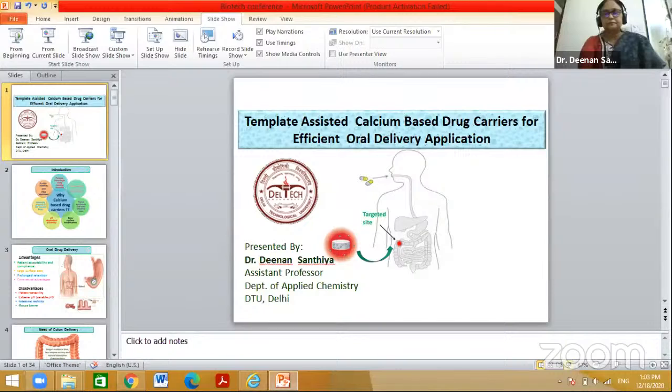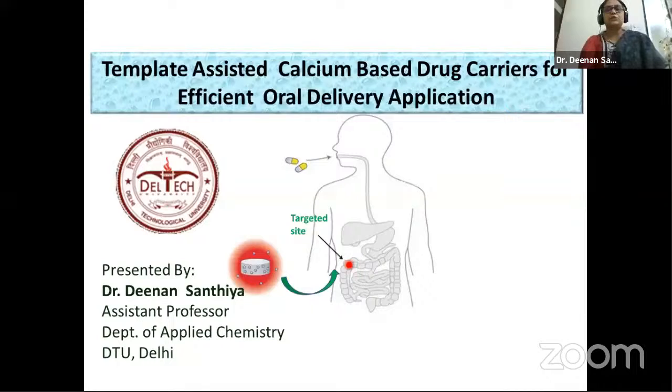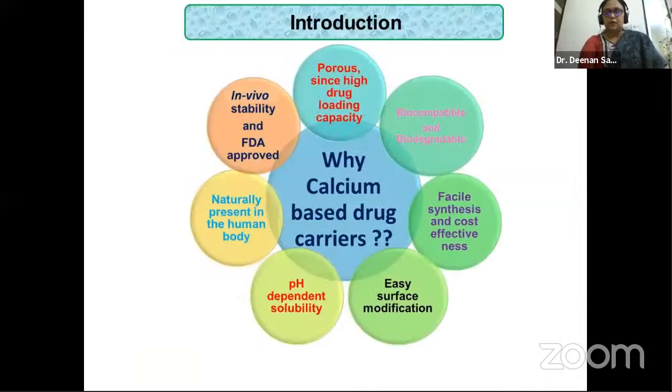So good afternoon all. I'm Dr. Deenan Santhiya from the Applied Chemistry Department. Today my topic is template-assisted calcium-based drug carriers for efficient oral delivery application. This is my topic. I'm going to concentrate on oral delivery of drugs.